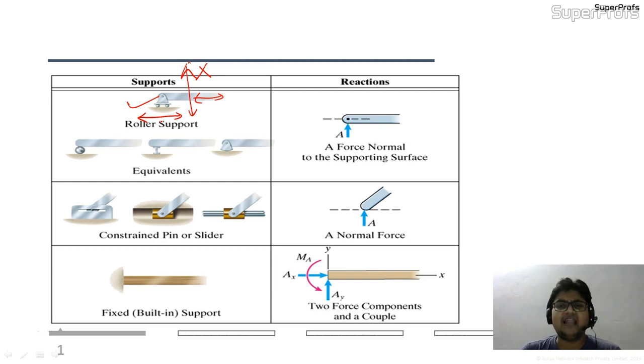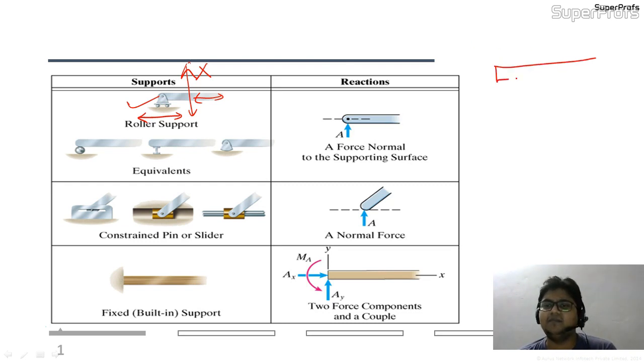So, many of you must be having a question in your mind. What is the purpose of giving a roller in the beam? Why do we give a roller? If the beam will itself translate, then what will be the actual use of that beam? So, I am giving you just a diagrammatic representation.